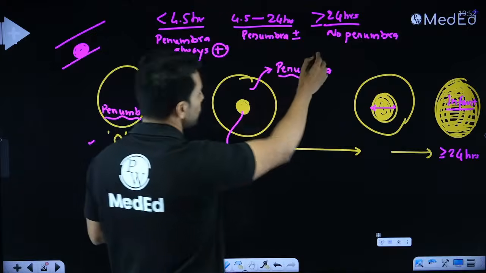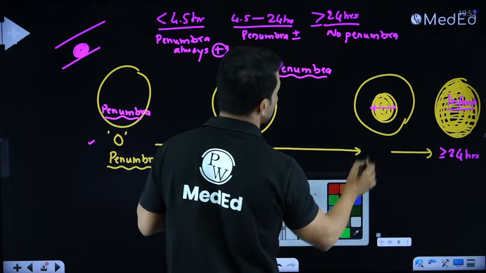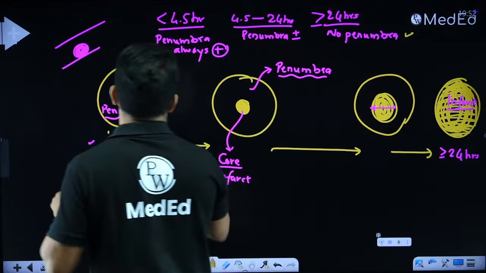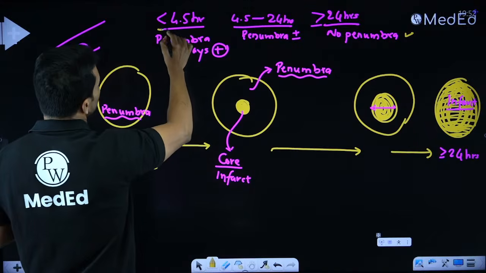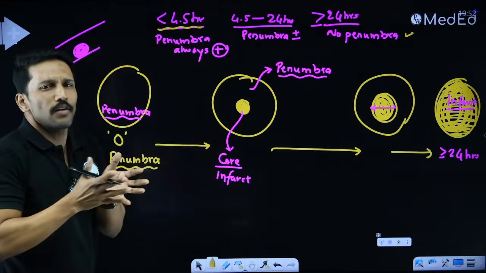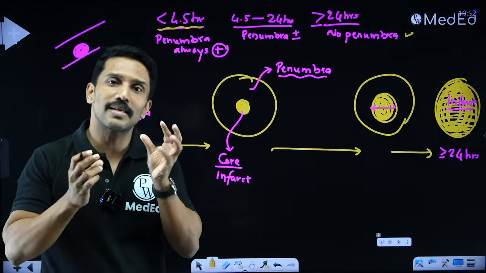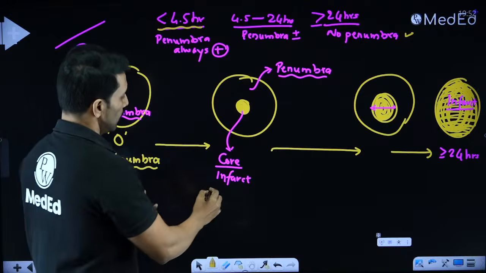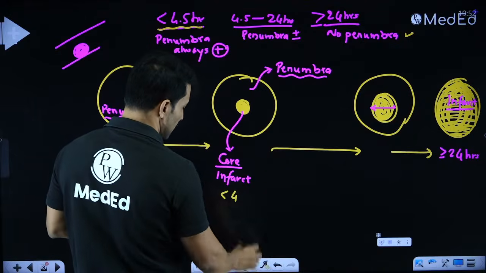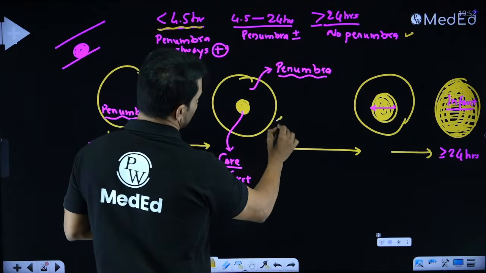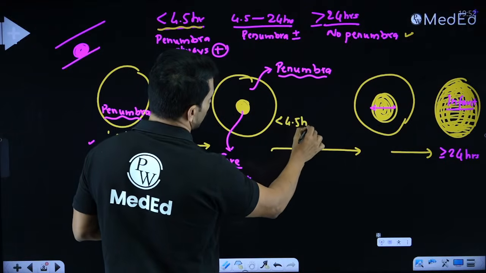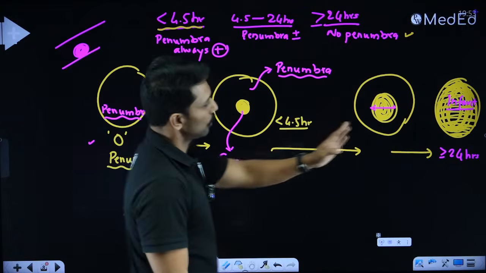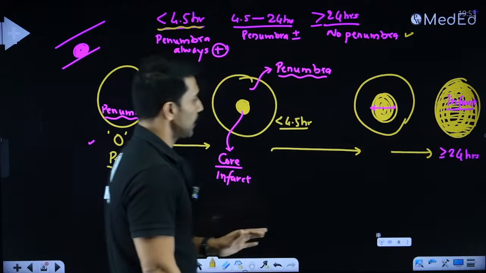So after 10 to 24 hours, nothing will be left as penumbra. Everything will be infarct. And from studies, we know that within 4.5 hours, you will almost always have a reasonable sized penumbra present, the tissue which can be saved. So if we are talking about less than 4.5 hours, you will always have some amount of penumbra present.